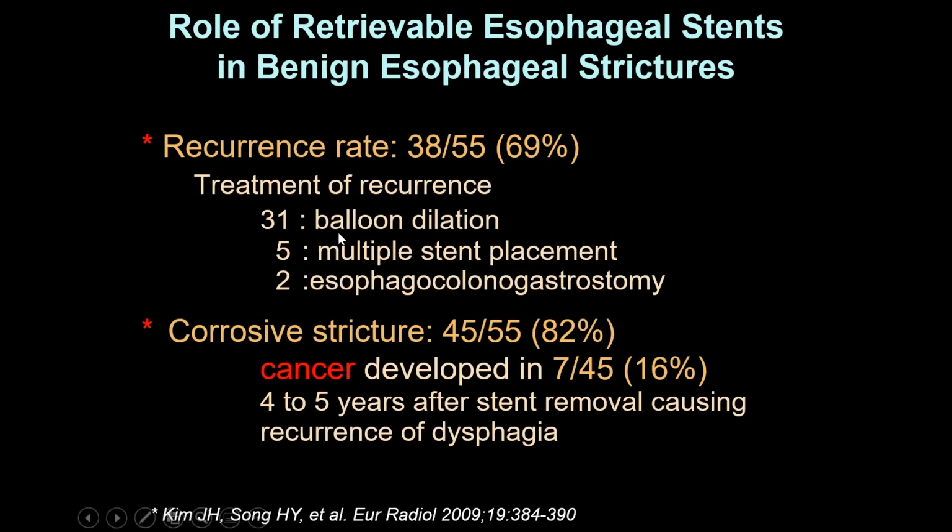31 patients with recurrence were treated by repeated balloon dilation, 5 by multiple stent placement, and 2 by esophagocoronal-gastric anastomosis. Please keep in mind that cancer developed in 7 of 47 patients with coarse strictures, that is 16%, 4 to 5 years after stent removal, causing recurrence of dysphagia. This is very important.